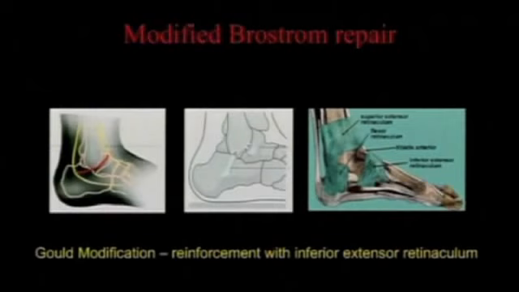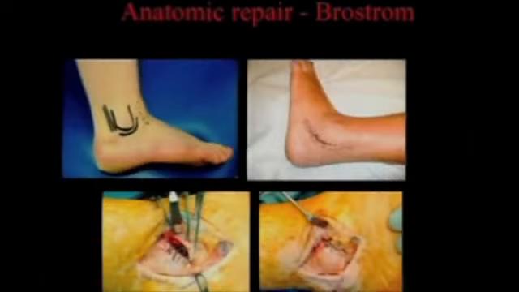And there's a variety of ways, and Mr. Best has already shown how small his incision was. Mine is probably half a centimeter more, admittedly. But what you have to look for is your superficial peroneal here and your sural here, and you have got enough space in between to work. And with the modification, you can get the inferior extensor retinaculum to reinforce, which is the Gould modification. And this is just an example of that.